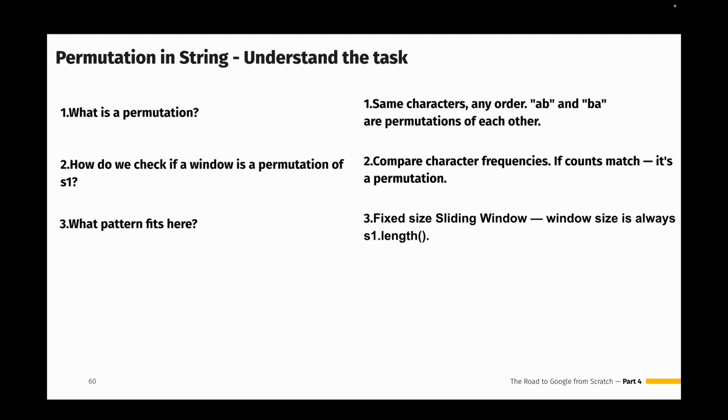And what pattern fits here? I think a good technique here will be a fixed size sliding window. Window size is always s1.length, because if we want, for example, to find a substring, let's say ab, in a longer string, we always know that our window should be 2. So we just move it through the longer string, and we search till the moment we find the match, or don't find it. I hope these questions helped you to understand the task better.